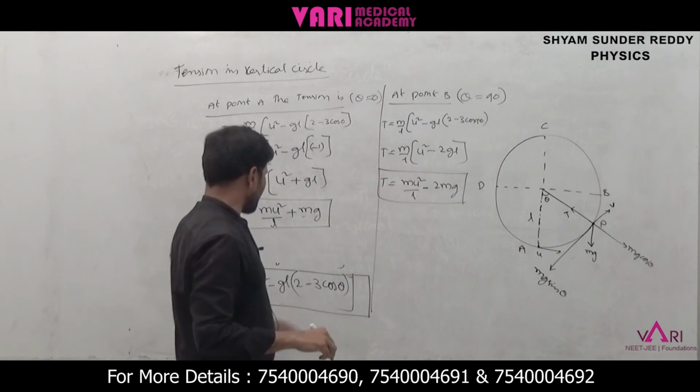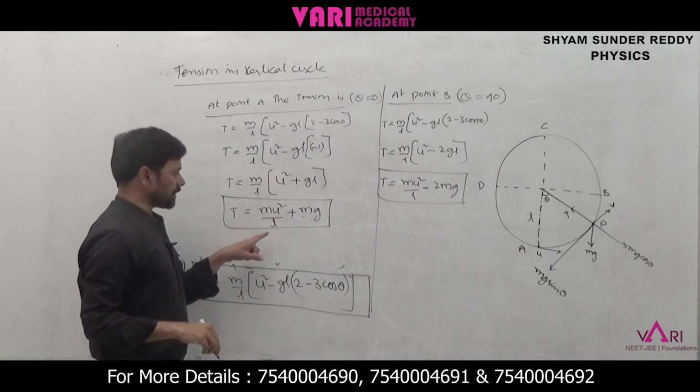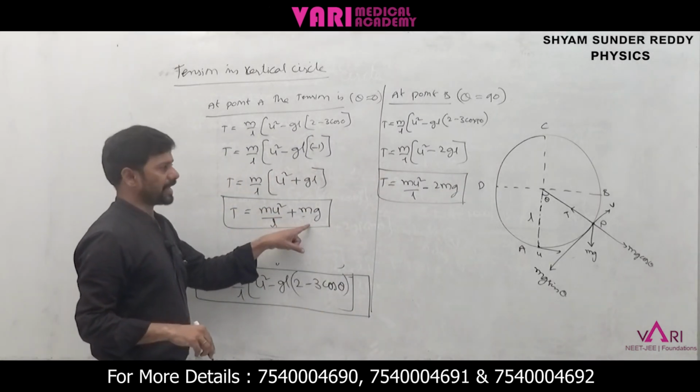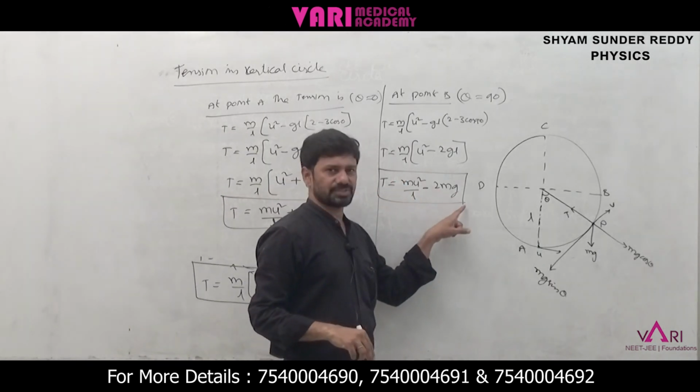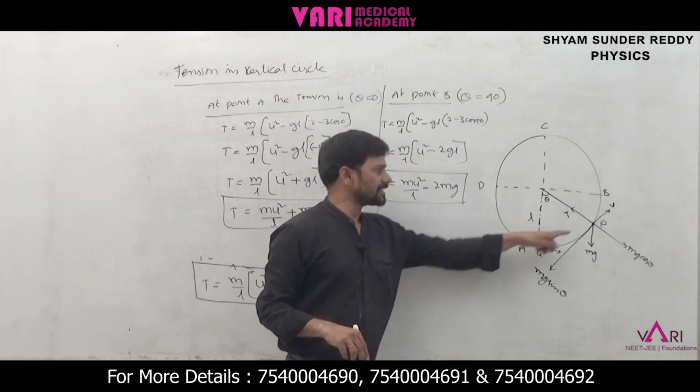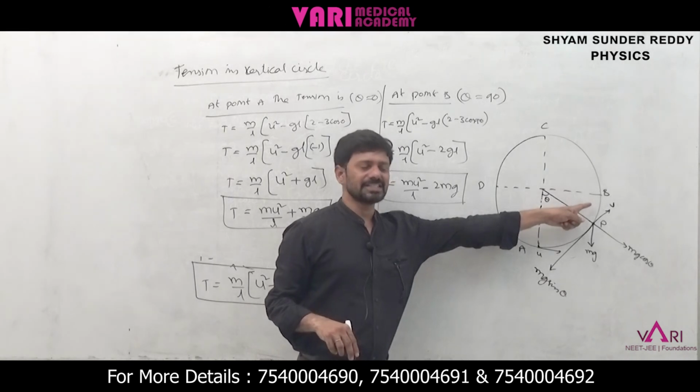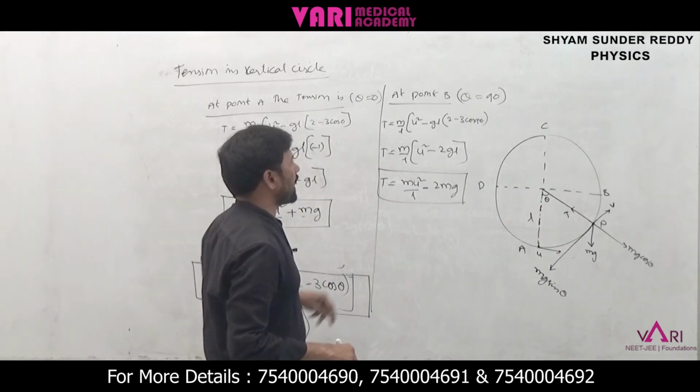Look at this. Here it is mu square by L plus mg. But at point B, T is equal to mu square by L minus 2mg. So, tension decreases.